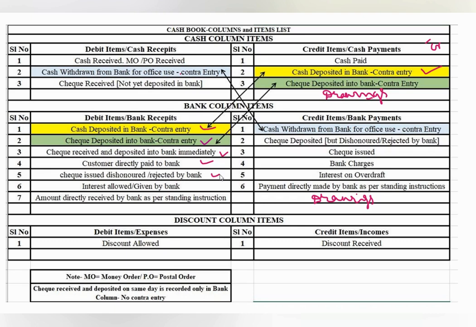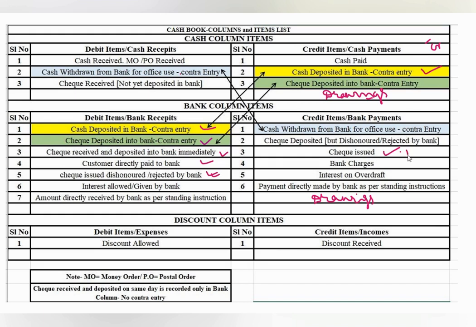So assume that we have issued a cheque. If we issue a cheque, the money in the bank account is reducing. Okay, that we need to show on the credit side of the bank column. But the cheque which we had issued is getting rejected. Dishonored means rejected by the bank, that we need to record on the debit side again.